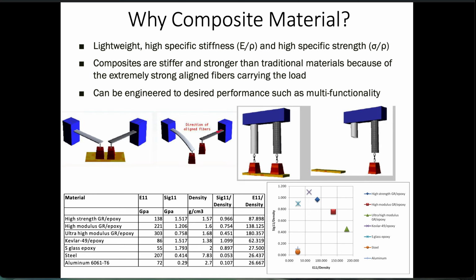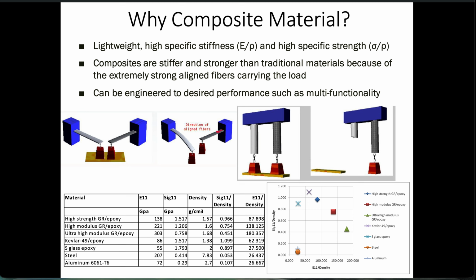But why do we choose composites instead of metals or other types of material? There are a couple of very important reasons. One is that composite materials are much lighter compared to metals, while they retain high specific stiffness and high specific strength. So, light materials that are stiff and strong. That is the main reason we choose composites.